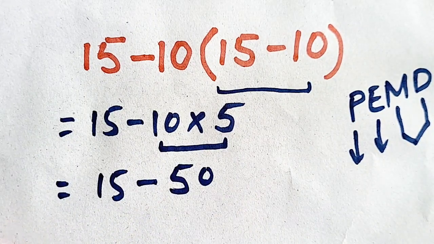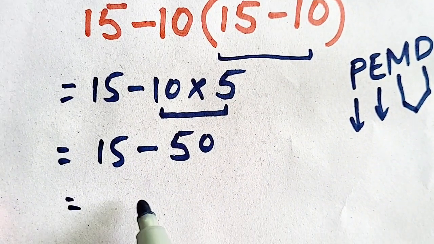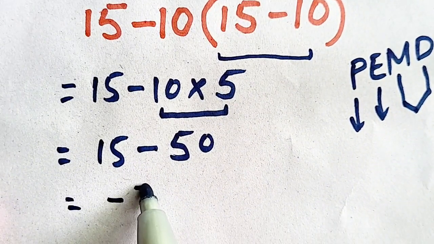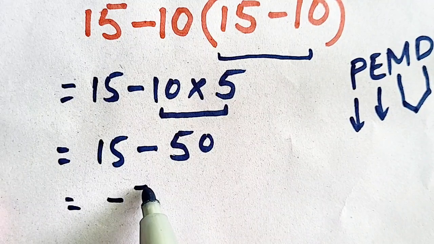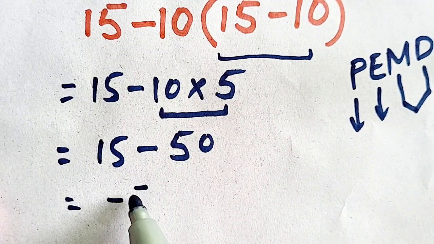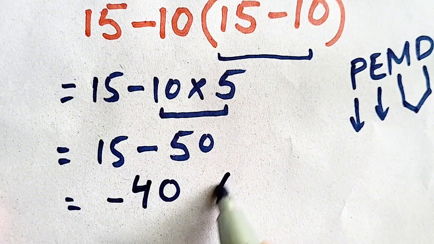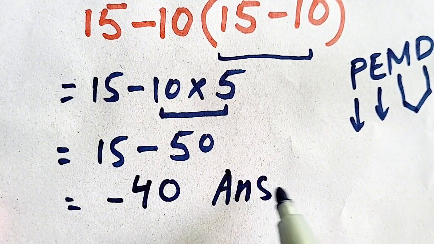So 15 minus 50 will be equal to minus 40, which is our answer.